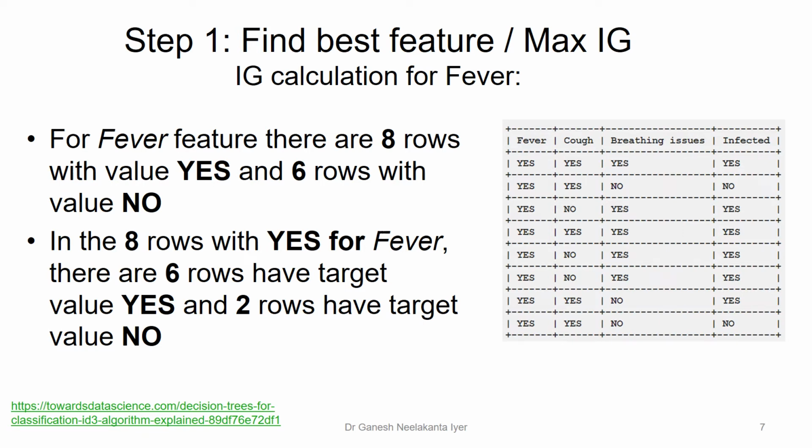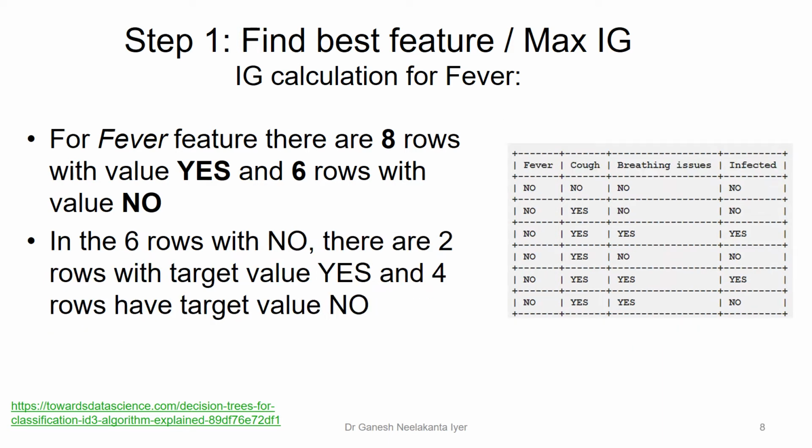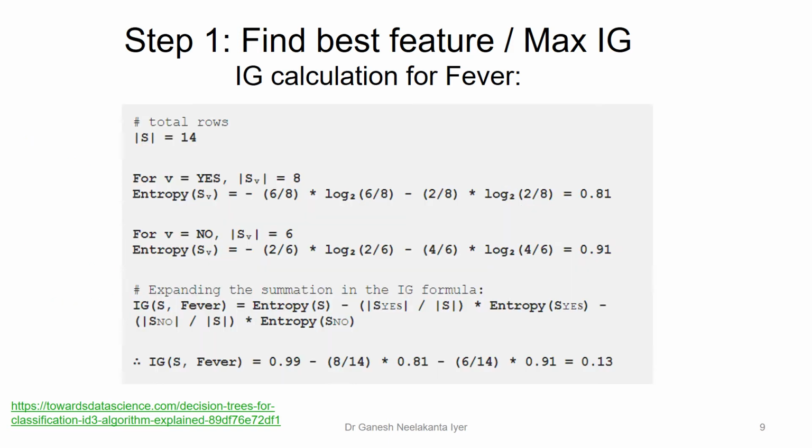Then let's take feature by feature. For fever, there are 8 rows with value yes and 6 rows with value no. In the 8 rows with yes for fever, 6 rows have target value yes and 2 rows have target value no. Similarly, in the 6 rows with no for fever, there are 4 rows with the target value no and 2 rows with target value yes.